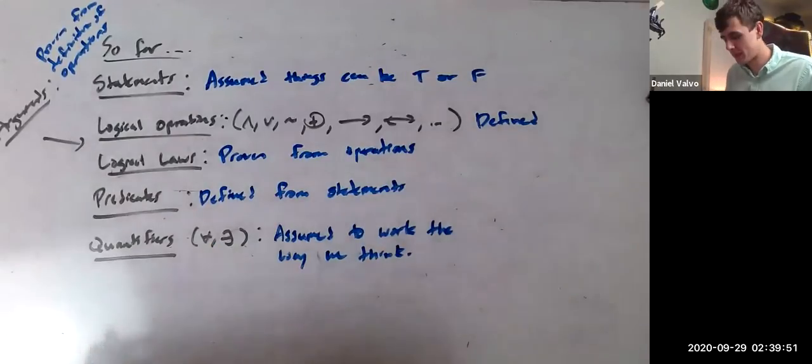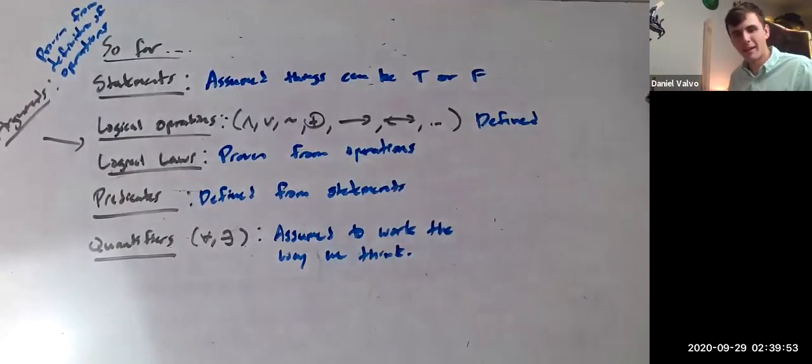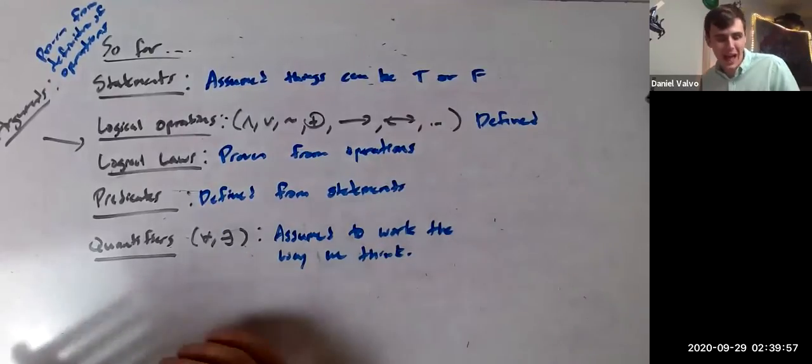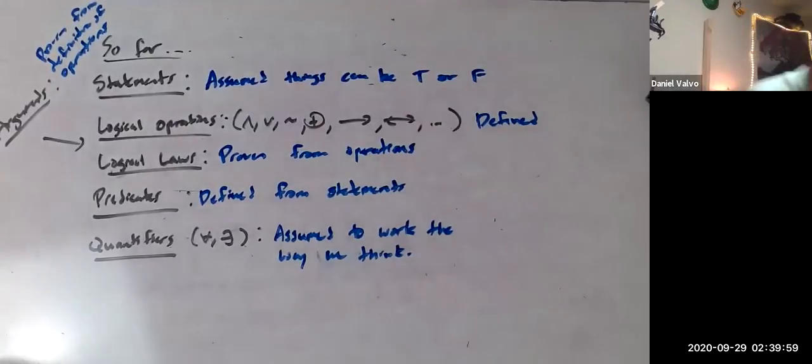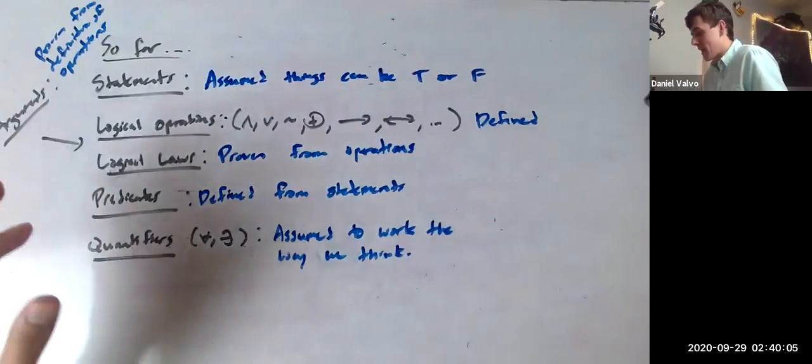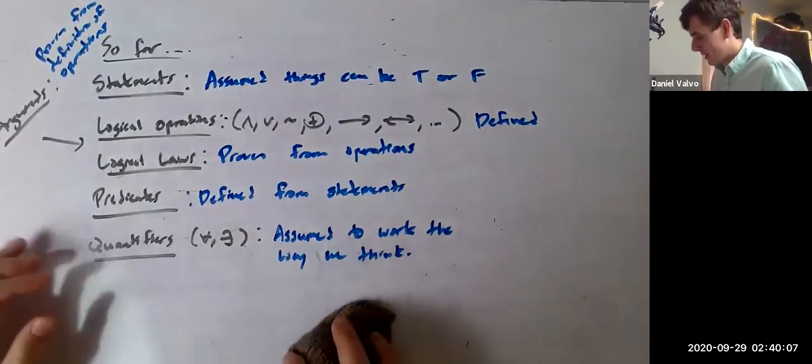Any questions on this? This is like our meta-analysis of logic right now. This is just me recapping what we've done so far, so that you know we are really building this from scratch. This is what we have.